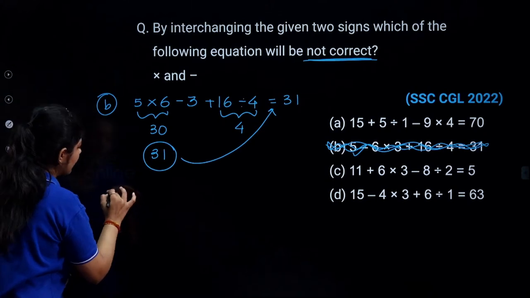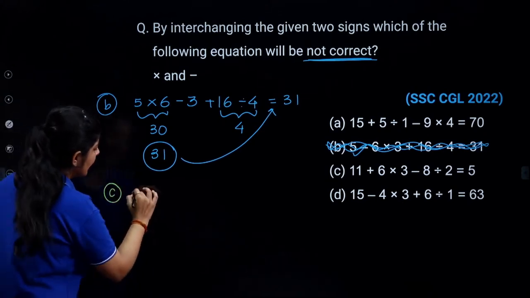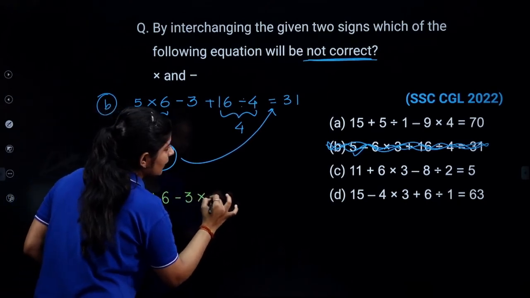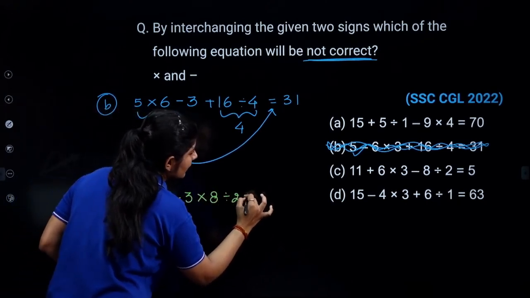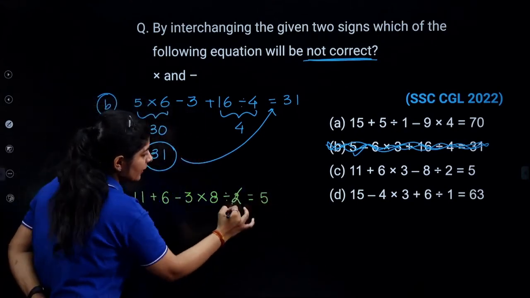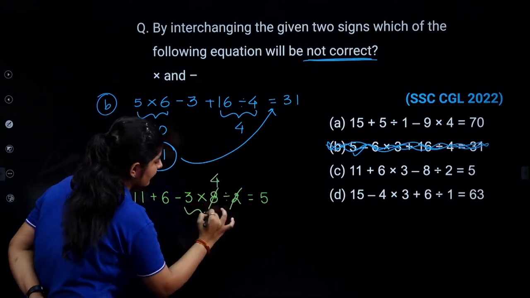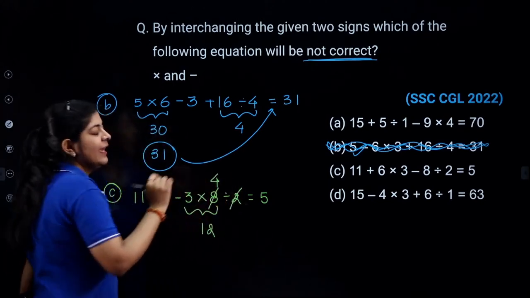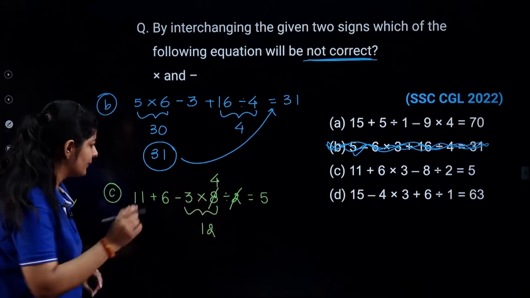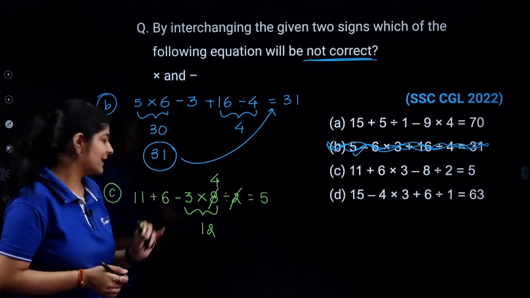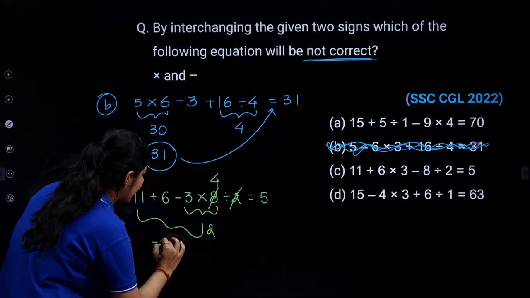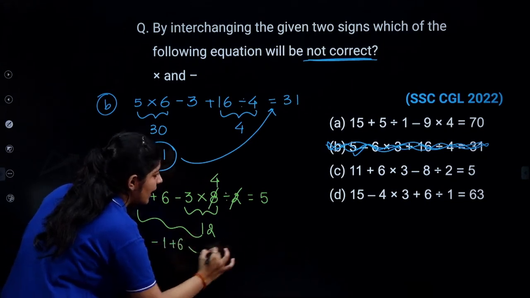Now let's move towards option number C. 11 plus 6 minus 3 into 8 divided by 2 equals to 5. Simply check this one. So here we are getting 4, and here we are getting 12. 8 divided by 2, we will get 4. 3 into 4, we will get 12, right? Minus 12 plus 11. What we are getting over here? We are getting minus 1. Minus 1 plus 6, we are getting 5.